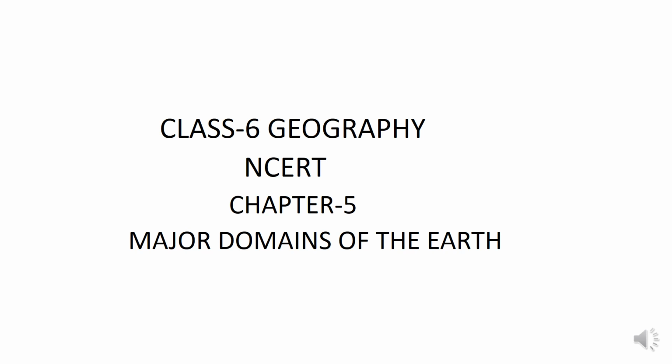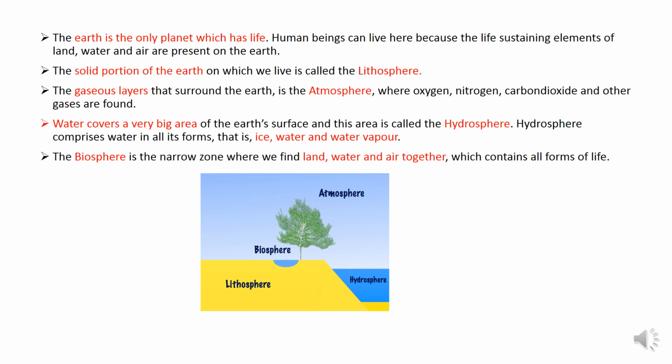Now we are studying Chapter 5 of Class 6 Geography NCERT, Major Domains of the Earth. We know that Earth is the only planet which has life. Human beings can live here because of the life-sustaining elements of land, water and air that are present on the Earth. Because of the favorable conditions present on the Earth, Earth has life.